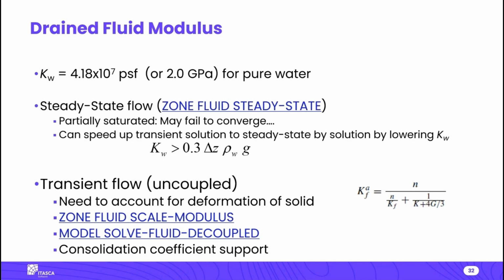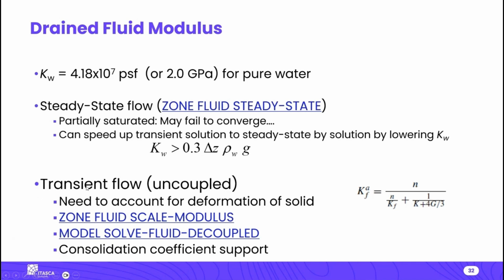However, if you're doing a fluid flow analysis by itself and you're not doing a coupled analysis, you need to account for the fact that there's storage in the solid. There's this storativity. And so you don't give the true fluid bulk modulus, you give this scaled bulk modulus that accounts for the deformation of the mechanical part. Remember, we're just doing a fluid flow analysis by itself. We're not doing the mechanical part, but we need to account for the mechanical effect to get the right behavior with time. And so there's an equation in here, but you don't have to know what it is because you just give this command, zone fluid scale modulus. And it will work out the modulus that you need to use to get the correct behavior when you're doing a transient fluid-only analysis.